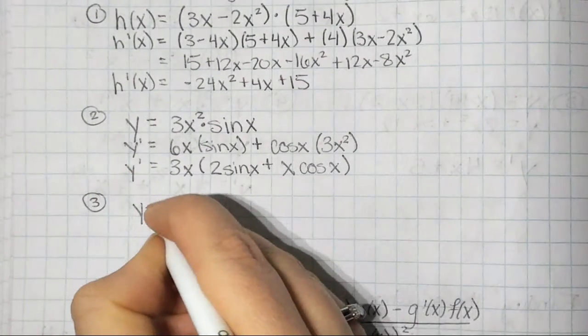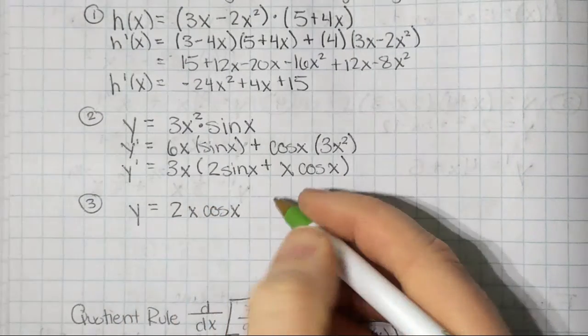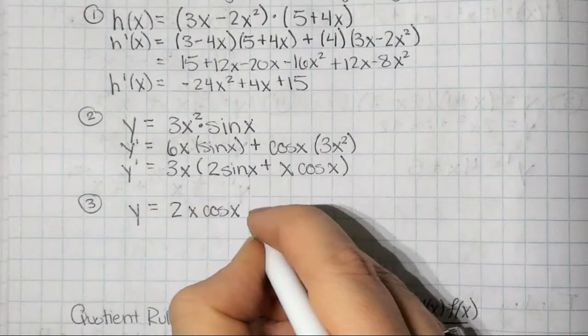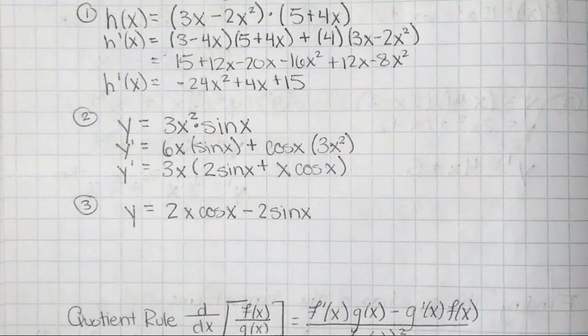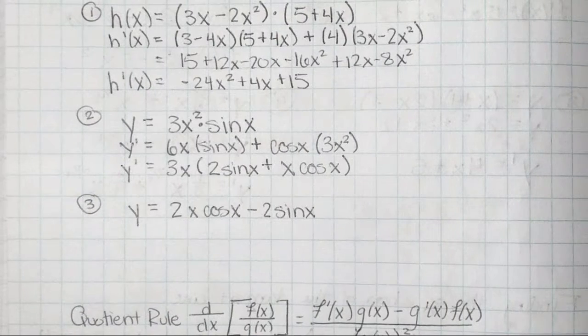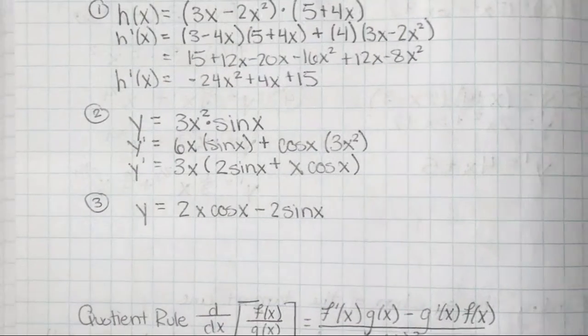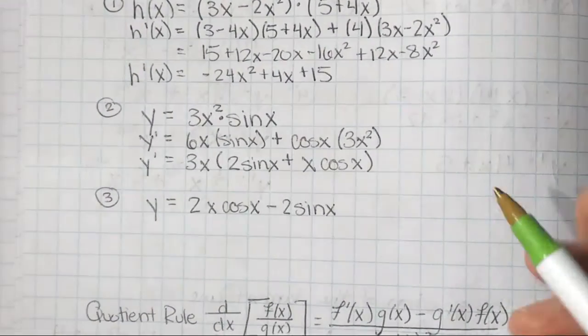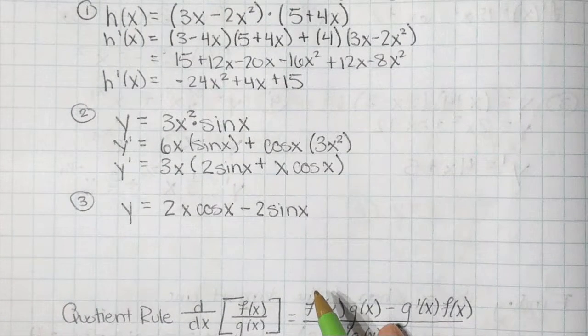y equals 2x cosine x minus 2 sine x. Okay. It got a little bit trickier. Where's the product rule? Does anybody see where the product rule could technically be happening? Because it's under that category. Where's product rule?